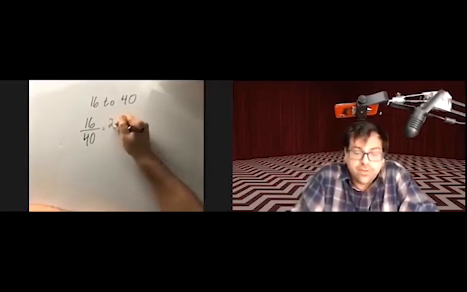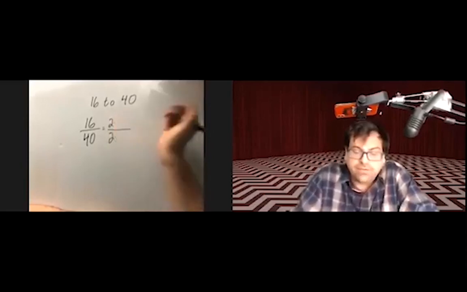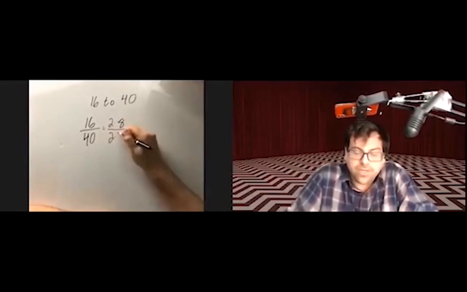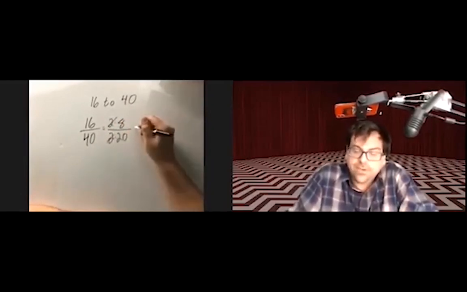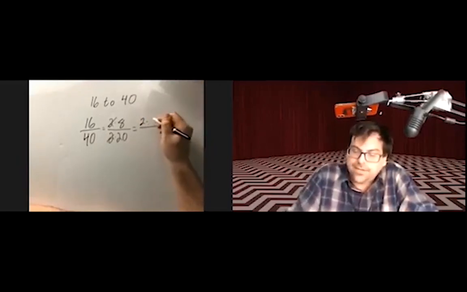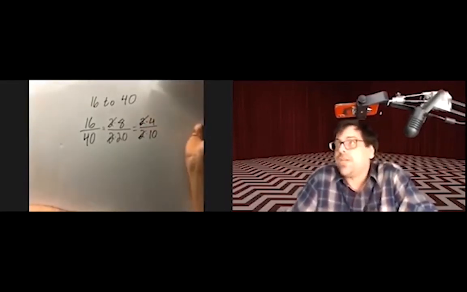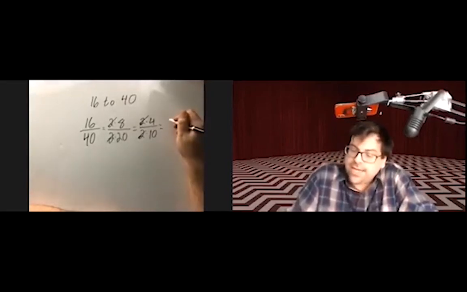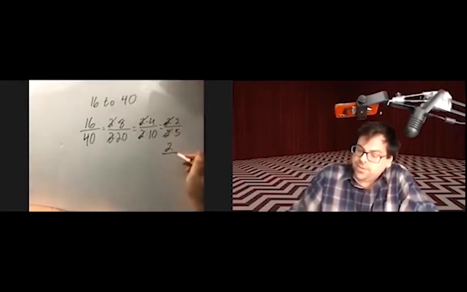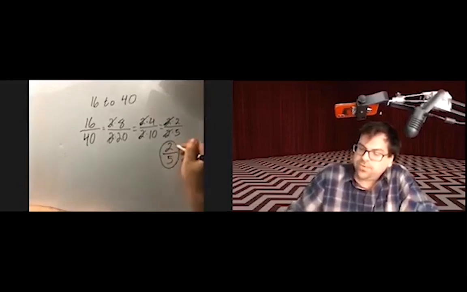They're both even. So that means they both have a factor of 2. 16 is 2 times 8. 40 is 2 times 20. 2's cancel. 8 and 20. 8 is 2 times 4. 20 is 2 times 10. 2's cancel. 4 and 10. 2 times 2, 2 times 5. The 2's cancel.